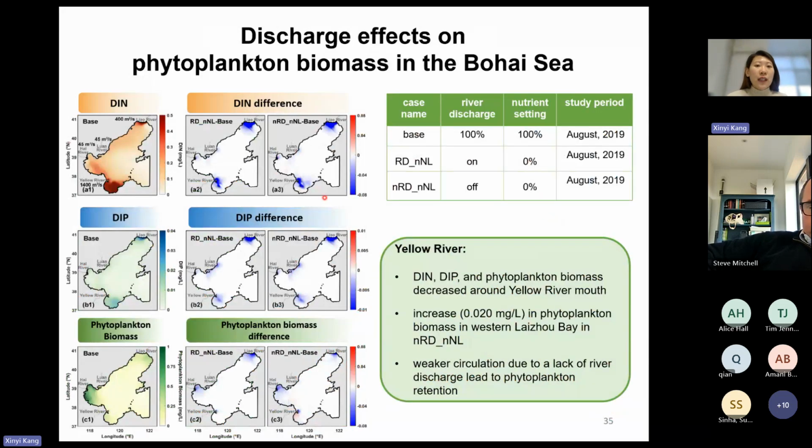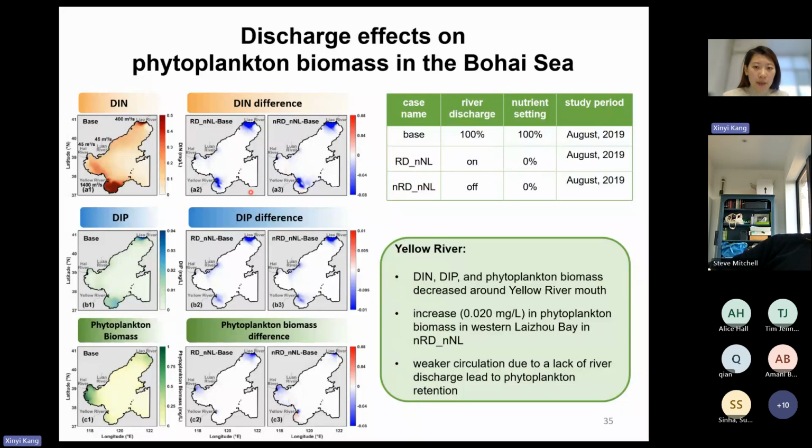Next experiments, we focus on the discharge effects, and we focus on the 4 major rivers: Yellow River, Hai River, Luan River, and Liao River. And we chose August 2019 as a study period due to the peak river discharge and high phytoplankton biomass. Moreover, we also performed another 2 sensitivity experiments. The first one is with river discharge and without nutrient loading. And the second one is without river discharge and without nutrient loading.